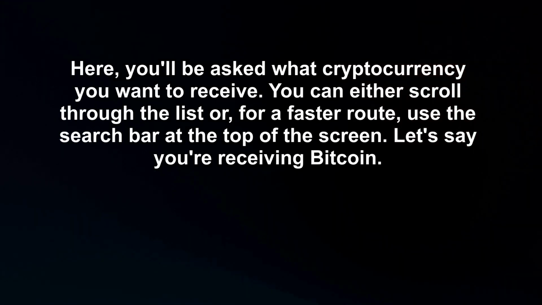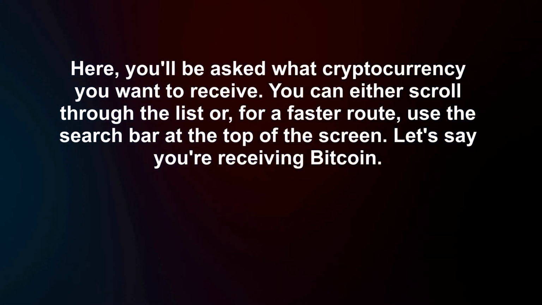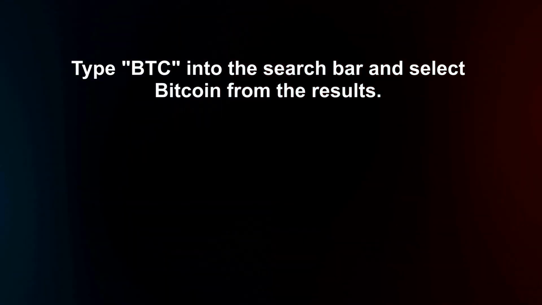You can either scroll through the list or, for a faster route, use the search bar at the top of the screen. Let's say you're receiving Bitcoin. Type BTC into the search bar and select Bitcoin from the results.